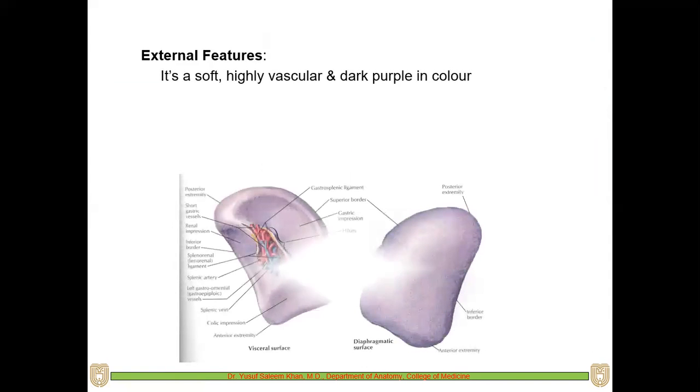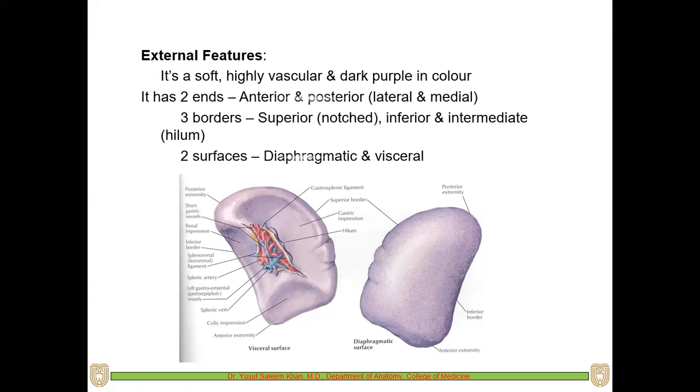Now coming to the external features, what do you see when you see a spleen? This is how the spleen will look. These are the two different surfaces shown in different positions. It is soft, highly vascular, and dark purple in color, because there is always some quantity of blood stored in the spleen. It is soft in nature because there is no bone as such.